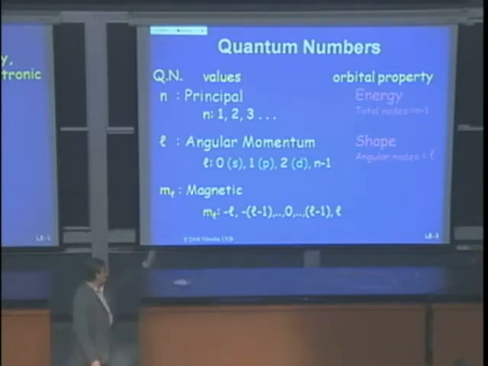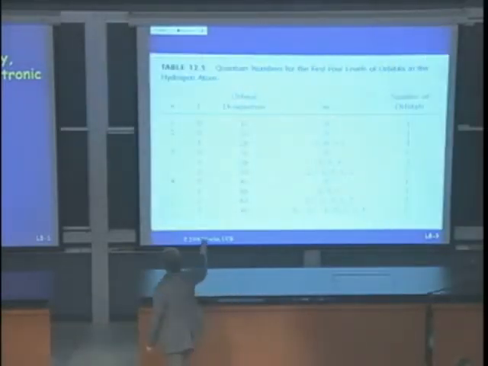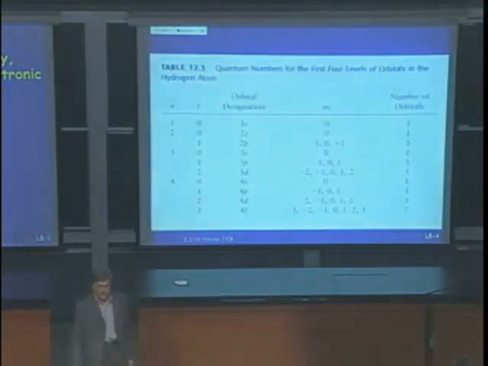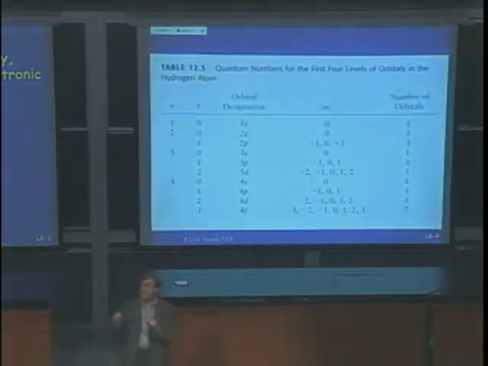And you go to the F one. F would be n equals 4. L would be 3. And with this, m sub L would be minus 3, minus 2, minus 1, 0, plus 1, plus 2, plus 3. How many are those? 7, okay? Good. So that gives you the orientation. I have given you here this again. So at this point, we understand.